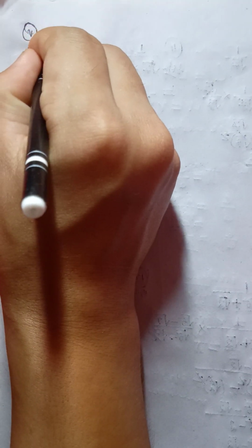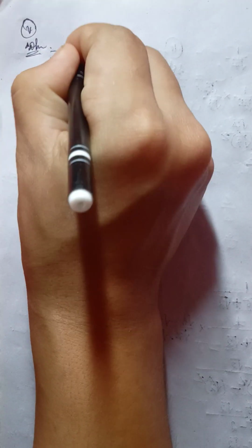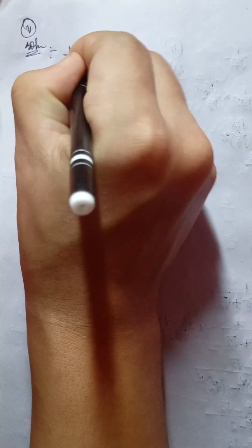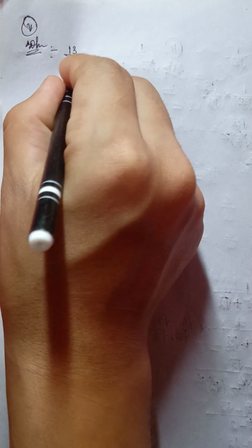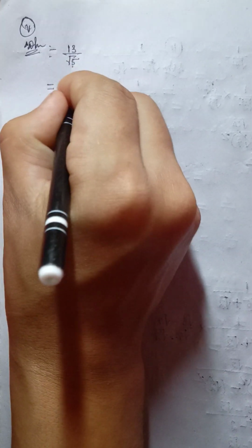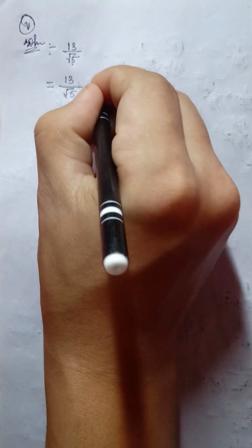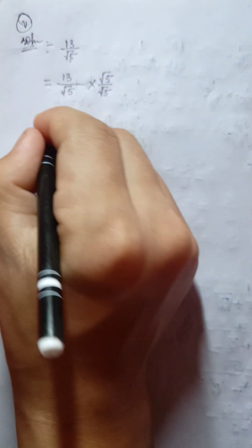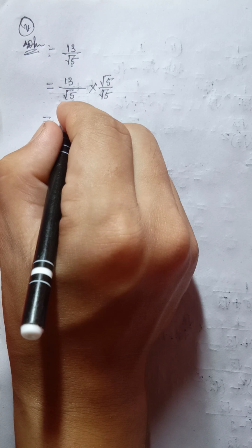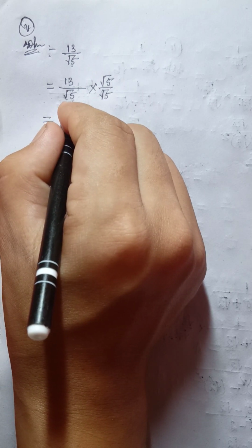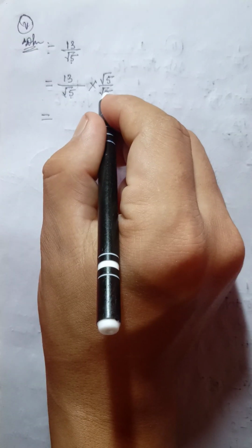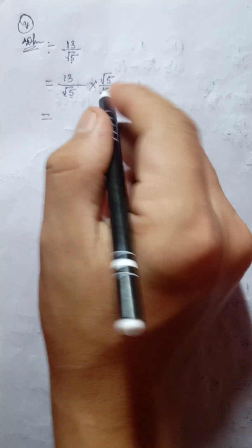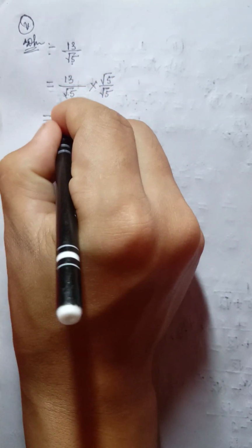What do we have in Roman number 5? That is 13 by root 5. We have to convert this into a rational number. 13 by root 5 into root 5 by root 5. In order to convert the denominator, which is an irrational number, into a rational number, we have to write it like this. If you multiply this, how much will you get?